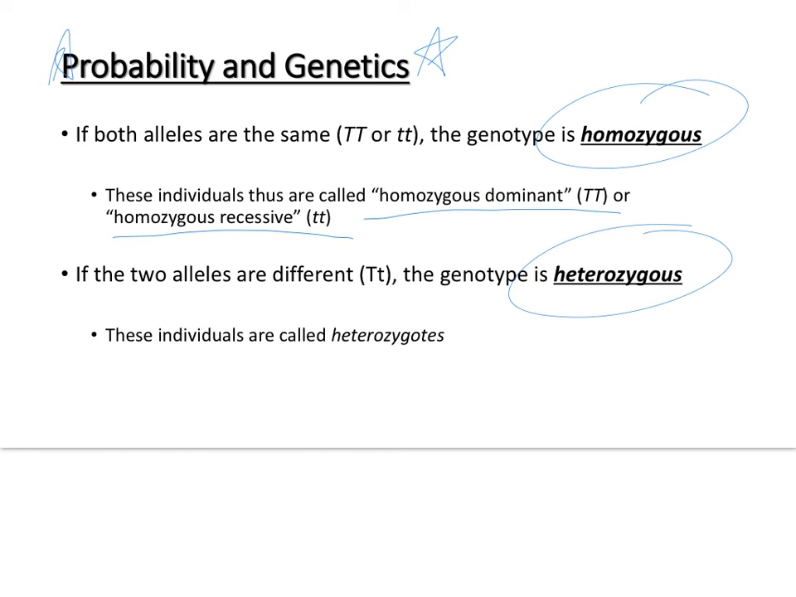If you are that third possibility, one big, one little, then we say that you're heterozygous, hetero meaning different, right? So heterozygotes or heterozygotic cells have one capital letter, one lowercase letter.